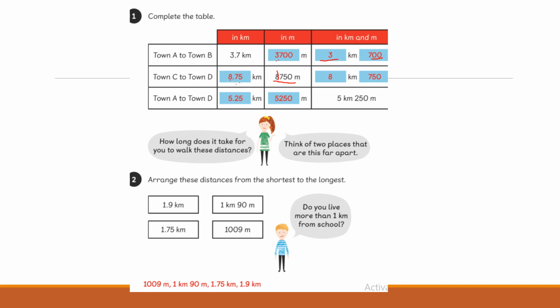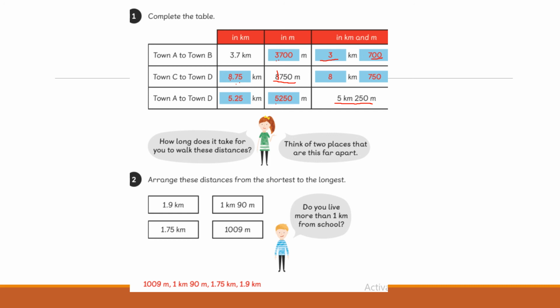Now this one, it was given in kilometers and meters, so we had 5 kilometers, 250 meters. So that was 1 kilometer equals 1,000, so 5 is 5,000, and we had the 250 meters. Now in kilometers, it was 5.25. Remember, 0.05 is 50, and 0.2 is 200. So we've got 5.25 kilometers.